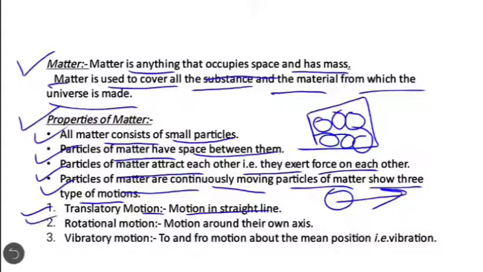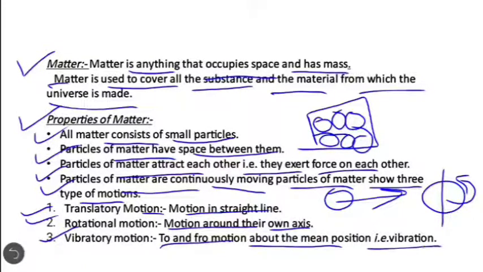The second type of motion is motion around their own axis. It means particles can rotate around their own axis. This type of motion is called rotational motion. The third type of motion is vibratory motion, a to and fro motion about their mean position. In this motion, particles vibrate around their mean position like this. They cannot go anywhere, but they can just vibrate, like in solids.